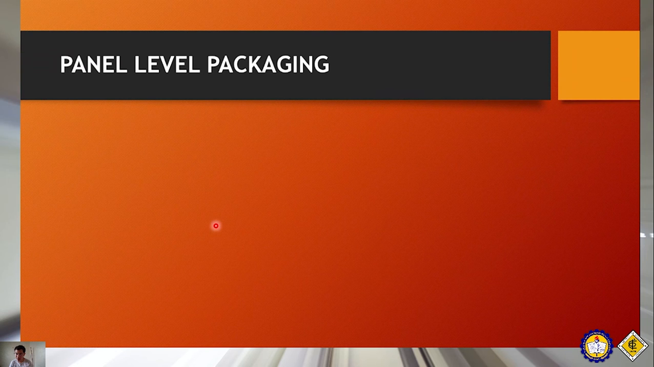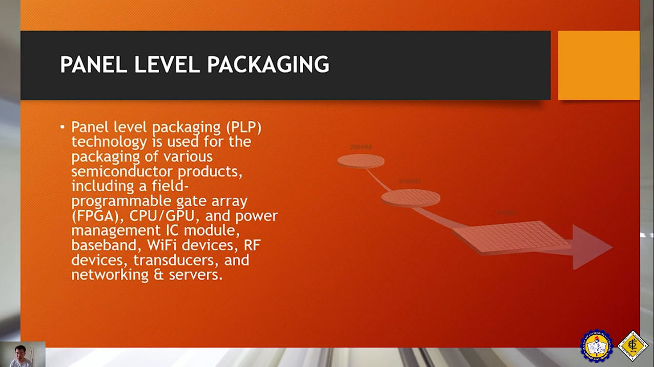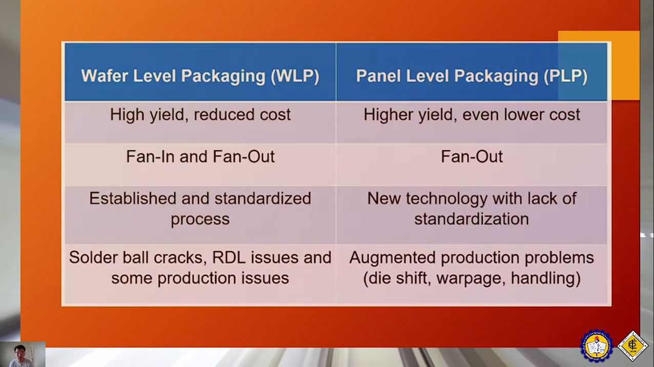Okay, so panel level packaging. Modern computers right now, CPUs, then the IC modules, basebands, Wi-Fi devices, and other network and server devices use this kind of packaging. In comparison, panel level packaging has a higher yield and even uses a low-cost process. Then it uses only fan-out, and so it is quicker than wafer level packaging.